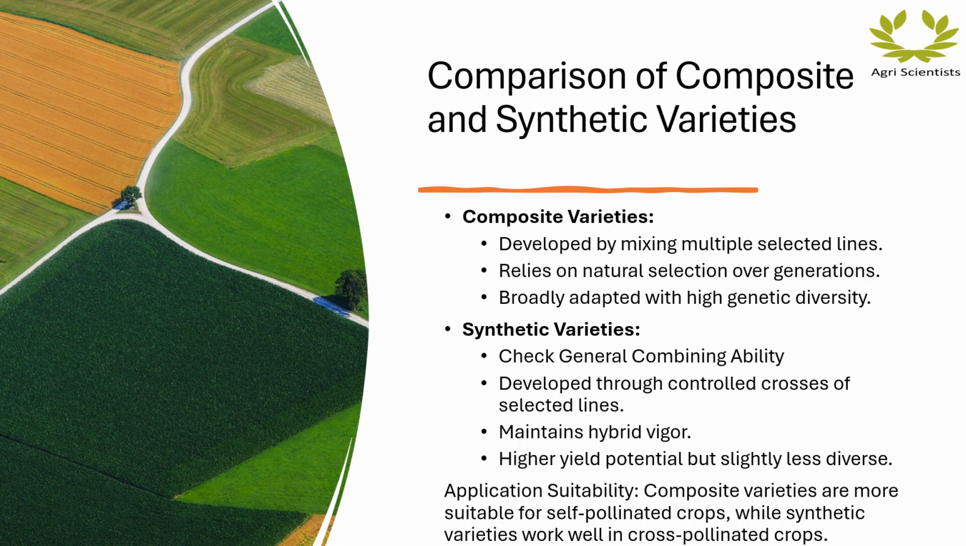Synthetic varieties: check general combining ability. Developed through controlled crosses of selected lines. Maintains hybrid vigor. Higher yield potential but slightly less diverse. Composite varieties are more suitable for self-pollinated crops, while synthetic varieties work well in cross-pollinated crops.